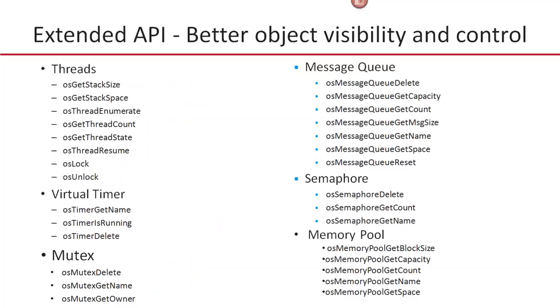The API of CMSIS-RTOS 2 has also been extended. It carries over much of the same functionality, but it provides better visibility into many of the operating system objects. So for example, in a message queue, we can get the capacity of the message queue, we can see the message size, we can get the count of messages that are in the queue already. So similarly for semaphores and memory pools, we just have more API calls where we can interrogate and see how that object is behaving at runtime.